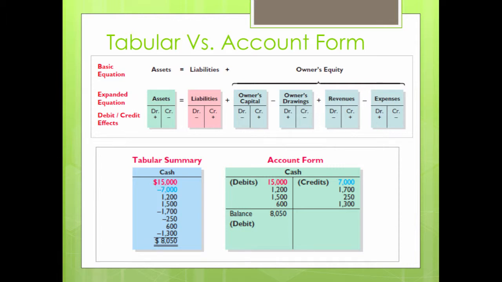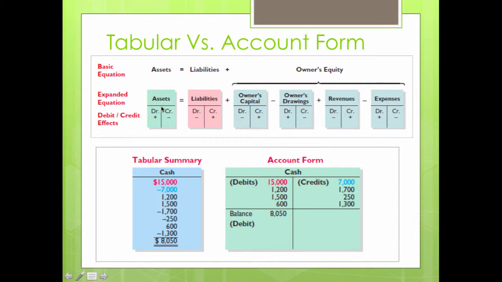Okay? Now look at your debit credit rules under assets, because cash is part of assets. When you want to increase the cash account, you do so by debiting. You see that there's a plus sign under the debit. You increase the cash account by debiting the T account. So translating this information from tabular form to the accounting form, we document this $15,000 on the left side of the T account, or a debit.